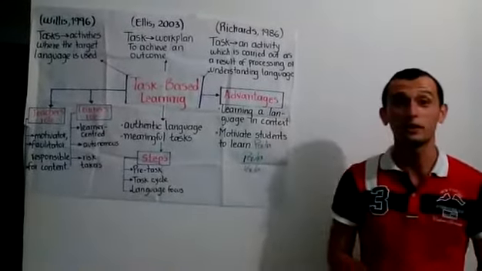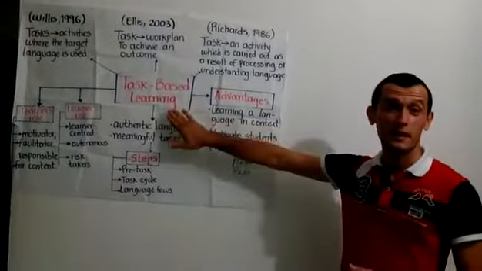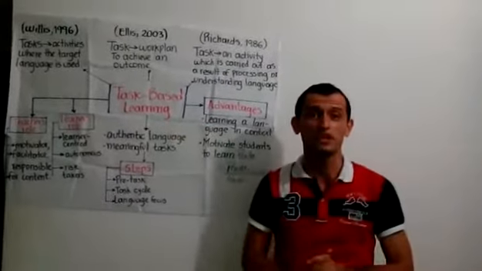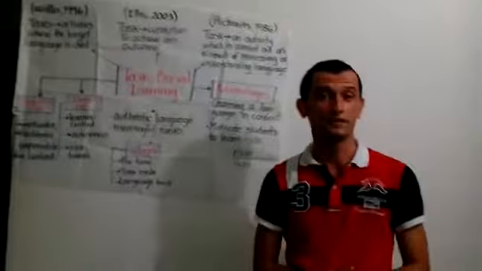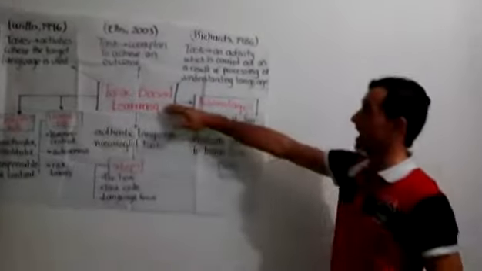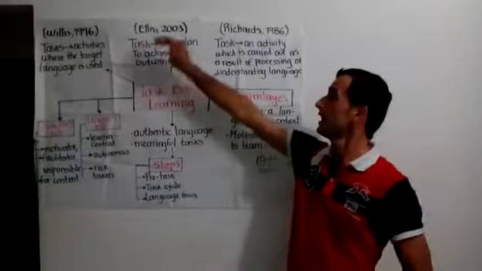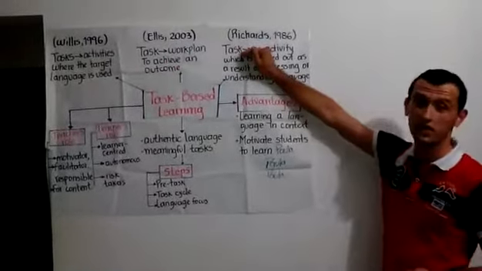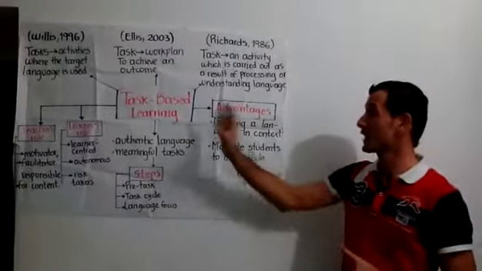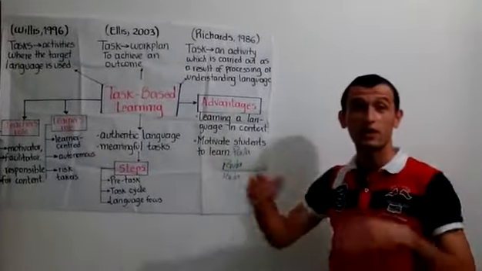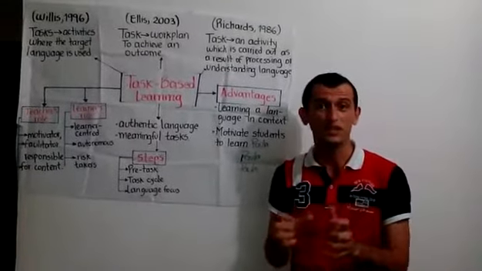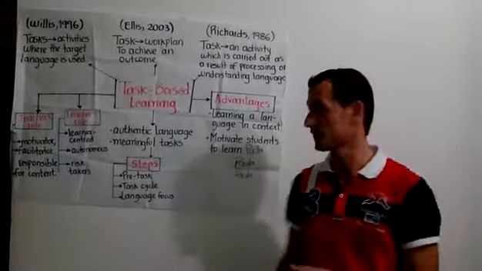Today, I'm going to explain a little bit about task-based learning, which is an approach that we use to teach a foreign language or any kind of topic. We have some concepts based on some authors, which are Willis, we have Ellis, and then we have Richards. But basically, task-based learning is an approach that we use to teach a foreign language in our context.